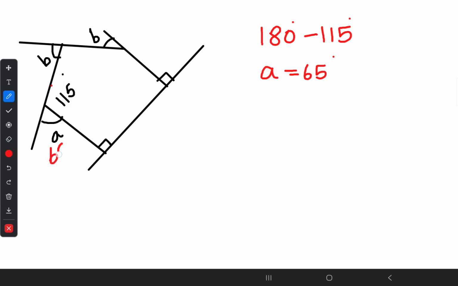Thereafter, the sum of exterior angles of a polygon equals 360.